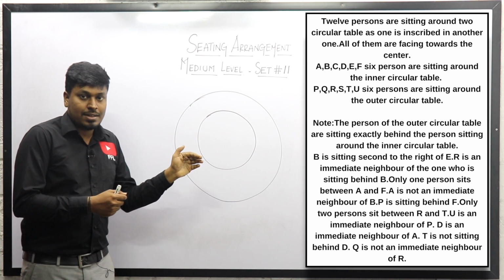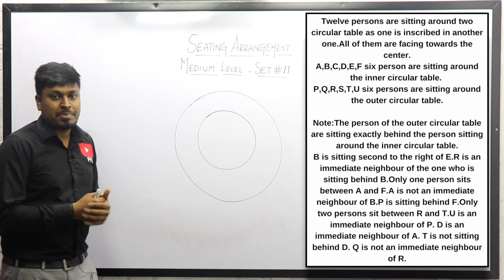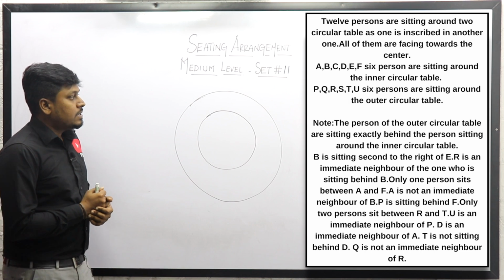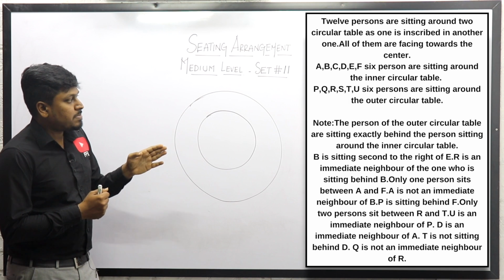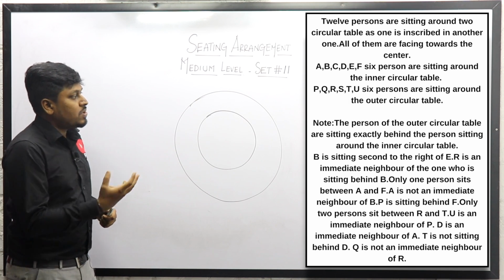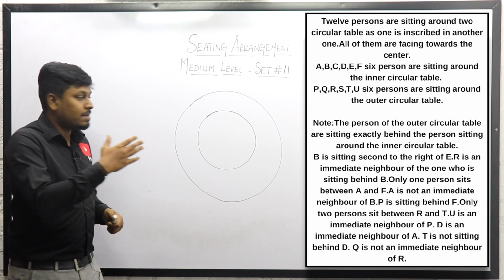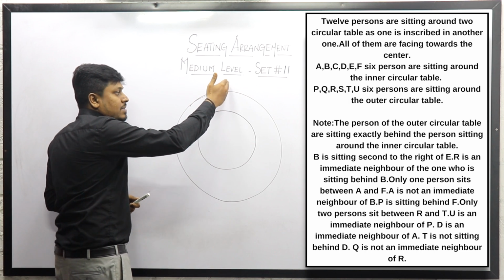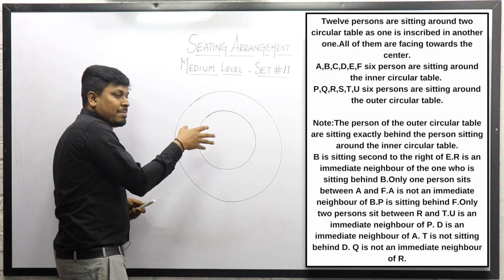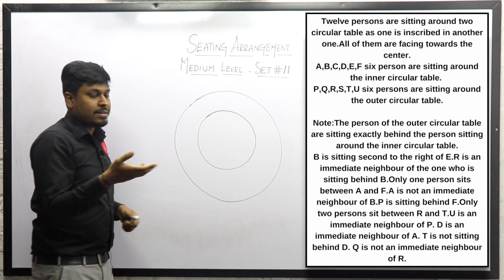So totally there are two circles, and in each circle there are 6 persons sitting, and all the 6 persons are facing the center. So you can see A, B, C, D, E, F, 6 persons are sitting around the inner circular table, and another 6 persons P, Q, R, S, T, U are sitting around the outer circular table, right? So 6 persons at the outer circular table, another 6 persons at the inner circular table. But remember that all the persons are facing the center.